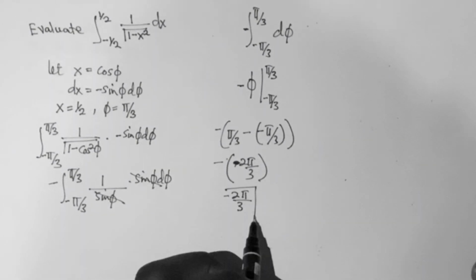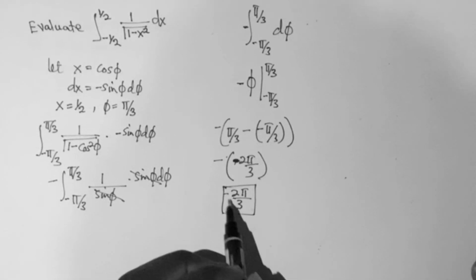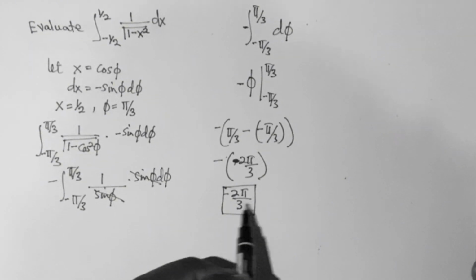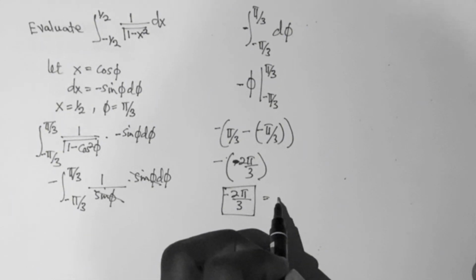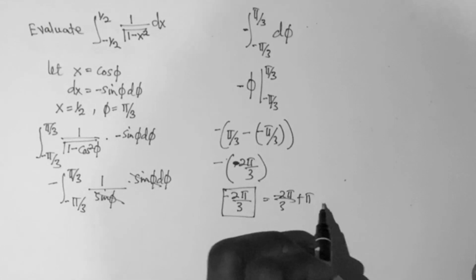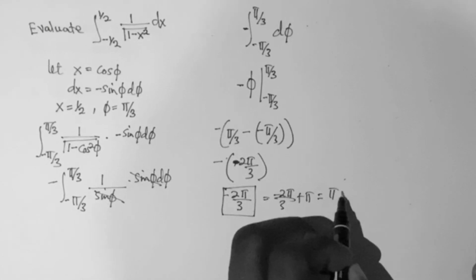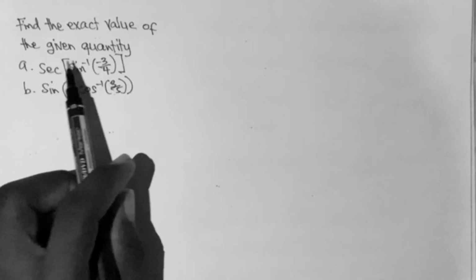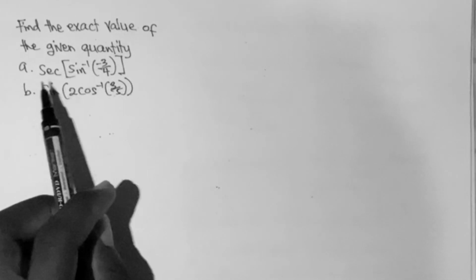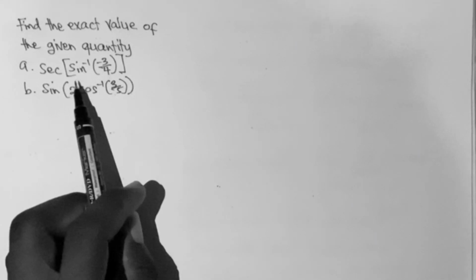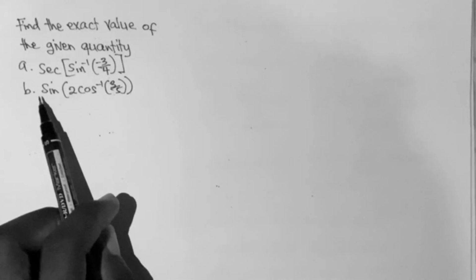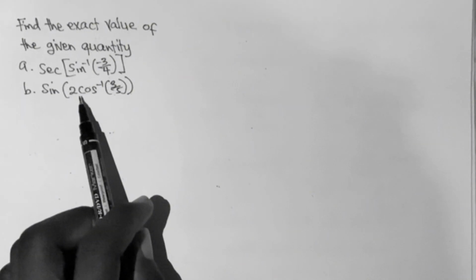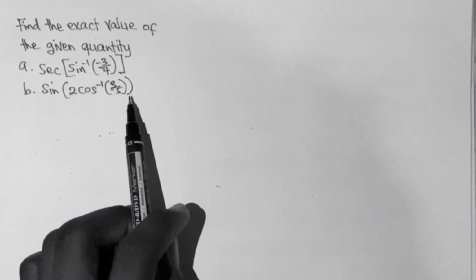Now this is a negative angle. So to convert it to a positive angle, we will add pi to it. So this is the same as saying minus 2 pi over 3 plus pi, and that will give us pi over 3. Find the exact value of the given quantity: a, sec of sine inverse of minus 3 over 4, and then the b part is sine of 2 cos inverse of 3 over 5.